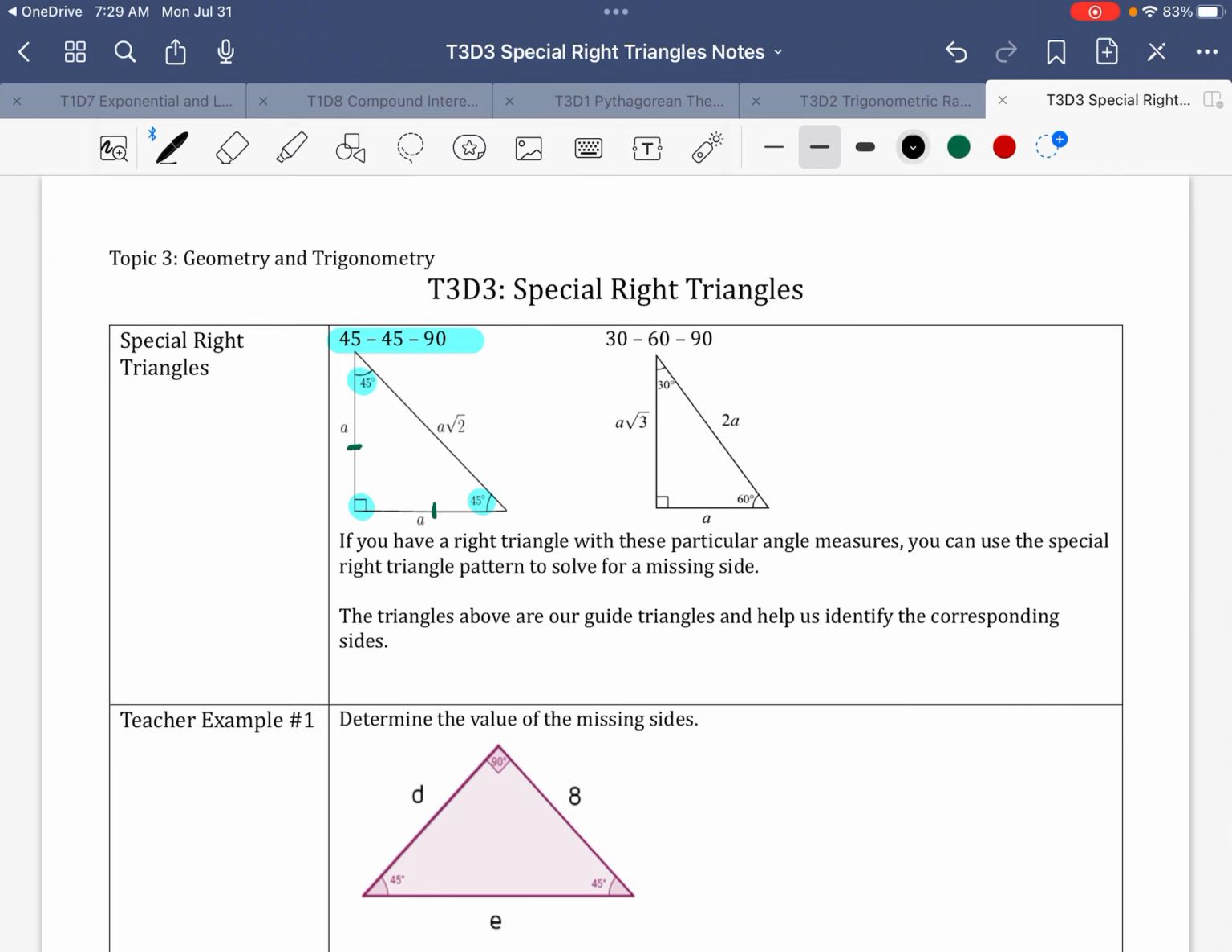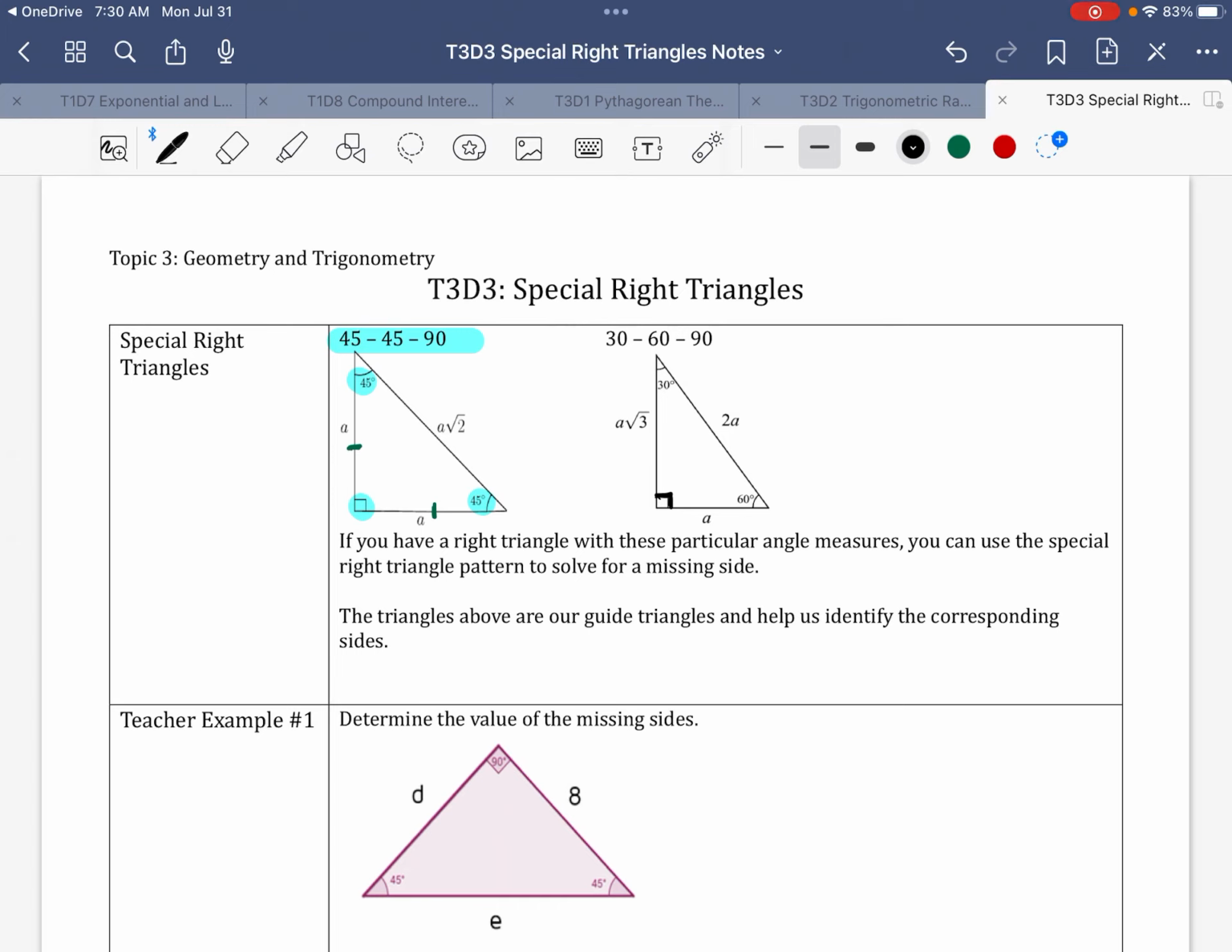Second is our 30, 60, 90 degree triangle, right? So you have a 90 degree angle, and then as long as you have one of these angle measurements, the 30 or the 60, since triangles always add up to 180 degrees, we know that the other angle will be the missing either 30 or 60 degree angle, okay? Once you know that it has a 45, 45, 90 or a 30, 60, 90 degree pattern, then we can use our guide triangles to solve for side lengths.